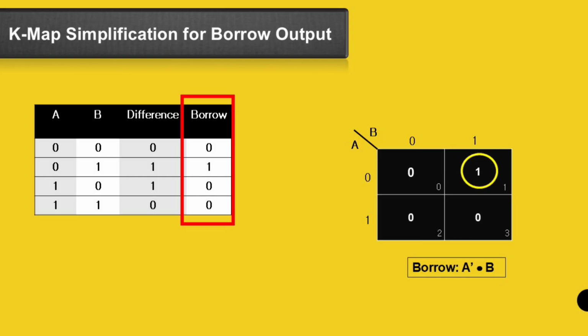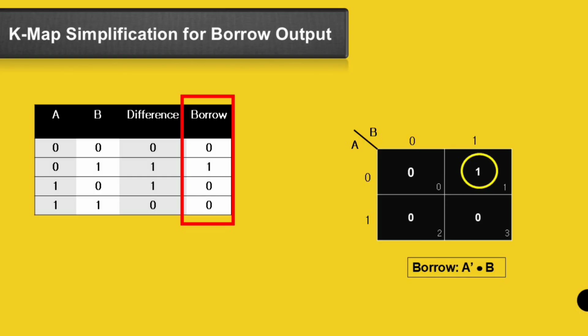Since there are no adjacent ones, no grouping can be formed in the K-map, so the simplified expression directly becomes B and A bar. This matches the standard borrow formula for the half subtractor. Therefore, the borrow output of the half subtractor is B multiplied by A bar.